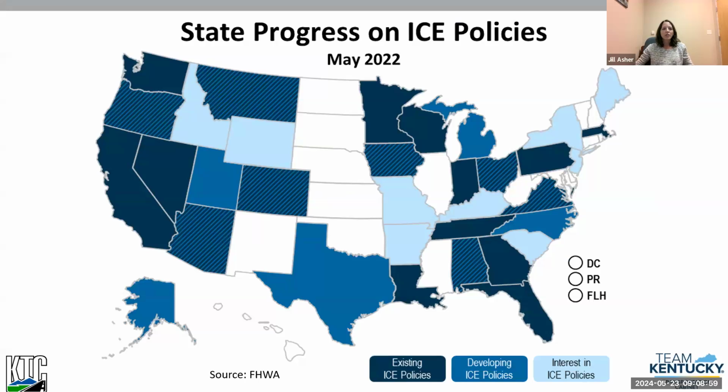ICE isn't really new. A lot of states have already adopted ICE policies. In fact, this map is a couple of years old now, and I know since then, several more states have adopted ICE policies. I heard about it several years ago when Florida DOT did a presentation at a conference that I went to. So it's been out there for a little while. And again, it's intersection control evaluation. There are a lot of acronyms. It's not independent cost estimate. It's intersection control evaluation.